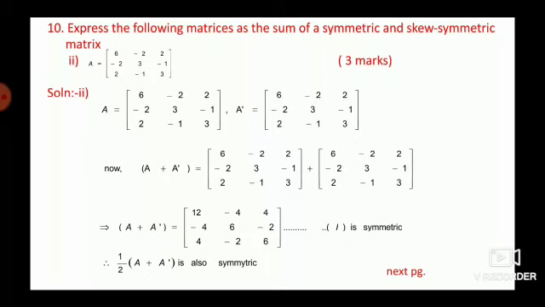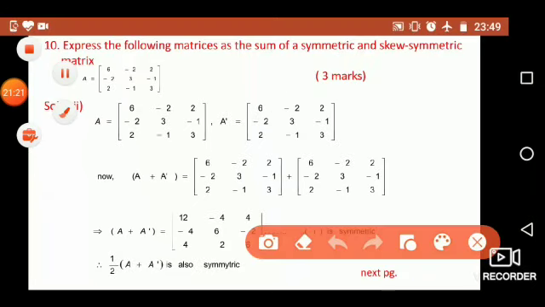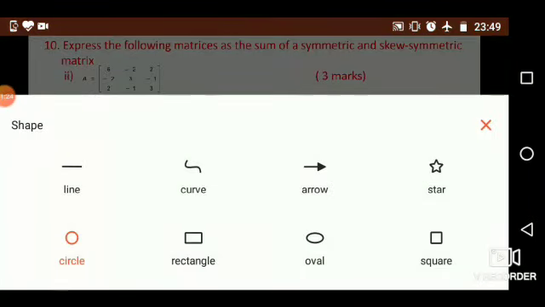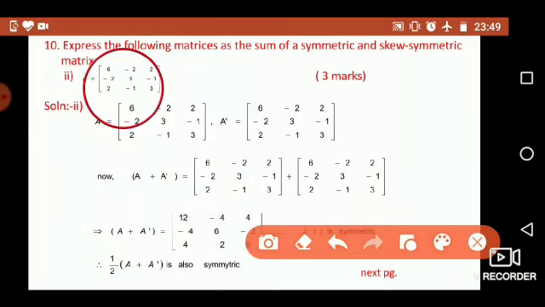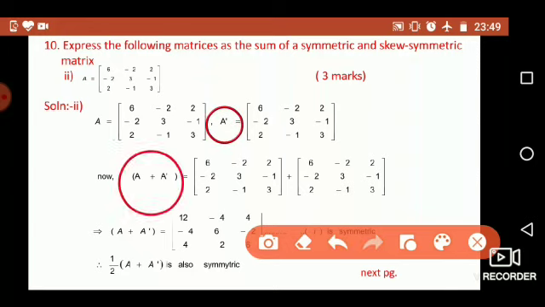Dear students, here we have one more question which is also of the same type, but in this problem the order of the matrix is 3 cross 3. Therefore, A is a matrix containing the elements in the first row 6, minus 2, 2. Second row elements are minus 2, 3, minus 1. Third row elements are 2, minus 1, 3. Once again, we have to show that any matrix can be represented as the sum of symmetric and skew symmetric matrix. This matrix is our A dash, and A plus A dash is the first step to show that the sum of symmetric and skew symmetric matrix is always A.